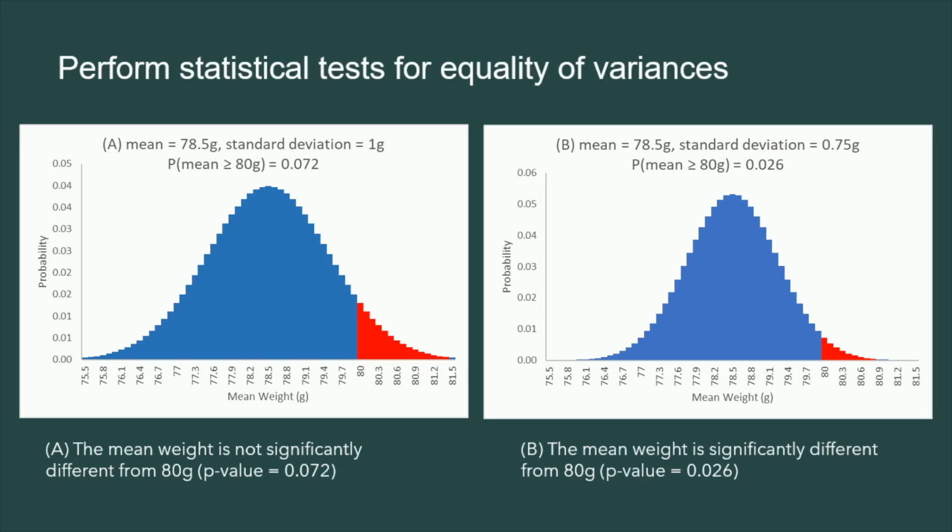However, Team B will say that there is a 2.6% chance that the mean weight is equal or more than 80 grams. Since there is less than 5% chance that the mean weight can be equal or more than 80 grams, the difference is statistically significant. This means that based on Team B's data, we can say that the manufacturer may be cheating the customer. Hopefully, you can see why variance or standard deviation is important.